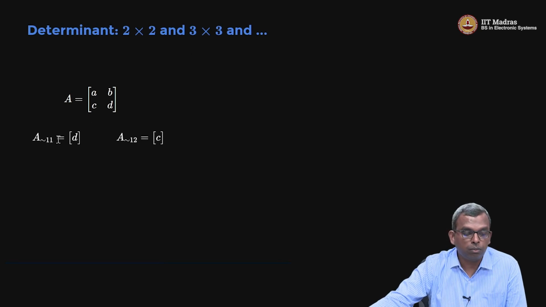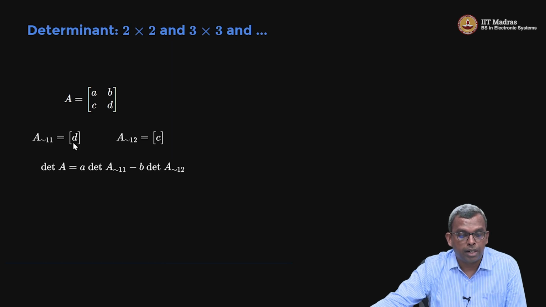For 2 by 2, A tilde 1 1 is just d, since the first column and first row are removed. A tilde 1 2 is only c, since this row and column are removed. What is the determinant of A? It is a times the determinant of A tilde 1 1 minus b times the determinant of A tilde 1 2. Each determinant is 1 by 1, so it's ad minus bc. That's the determinant of A when it's 2 by 2.